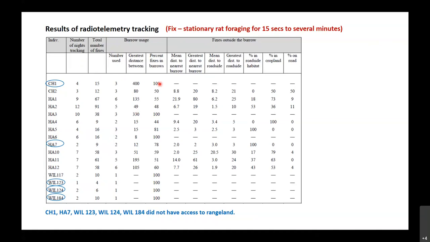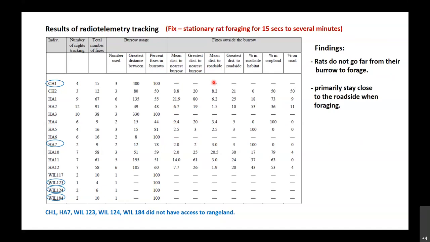So during the telemetry, each night we would go around and check to make sure where the rats were. And a lot of times we did find them within the burrows, the radio signals coming from the burrow. But some of the other findings that we can list are that they don't go very far from the burrow. So the mean distance to the nearest burrow is quite short for most of the kangaroo rats, with the possible exception of this one. The greatest distance that they might go also tends to not be very far.